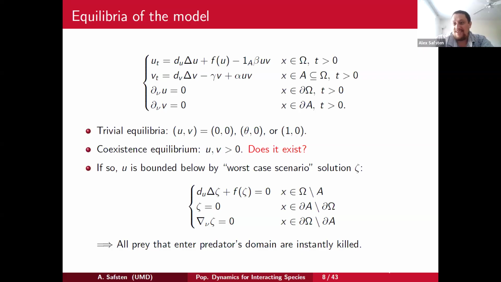So the population density on the boundary of the predator and prey domains is 0. The prey are just immediately killed when they enter the predator domain. This is the worst case scenario for the prey, right? They can't survive at all in the predator domain. Because it's the worst case scenario, we would expect any coexistence equilibrium to be bounded below by zeta. Okay, well, are there even non-trivial solutions for zeta?